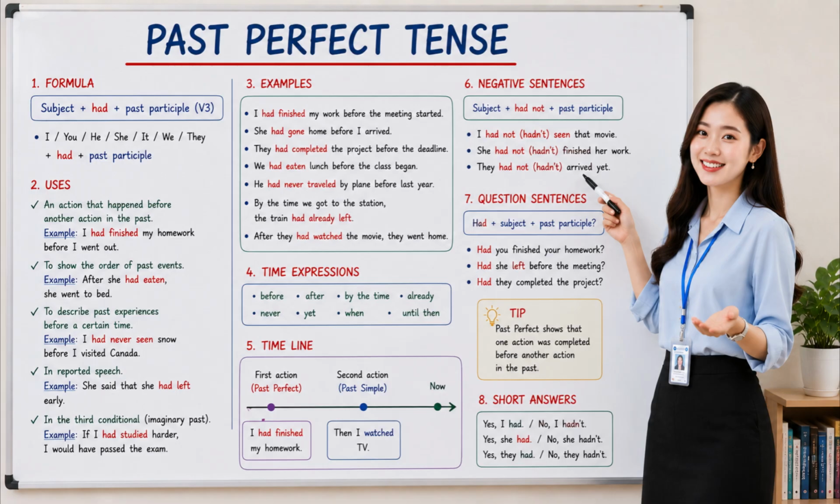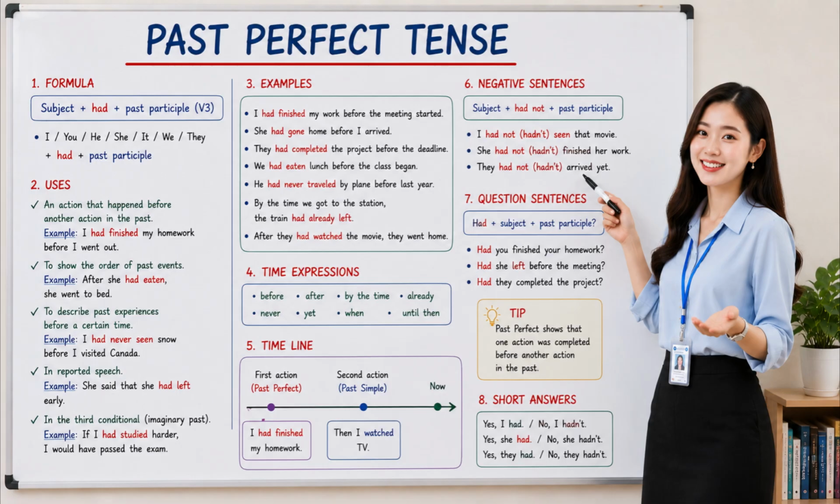4. Reported speech. The past perfect is often used in reported speech when talking about something that was already in the past. Direct speech. She said, "I finished my work." Reported speech. She said that she had finished her work. More examples. He said that he had seen the movie. They told us they had arrived safely.